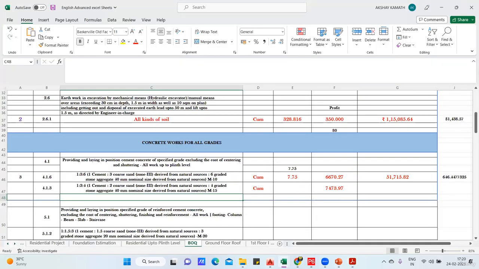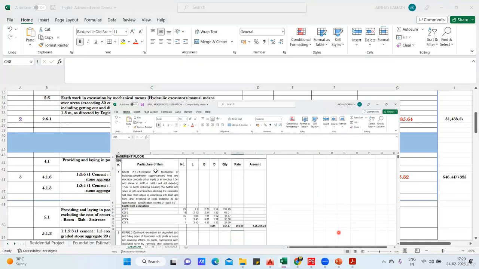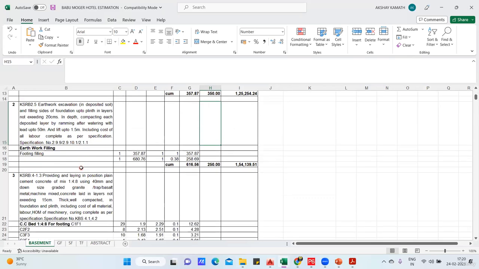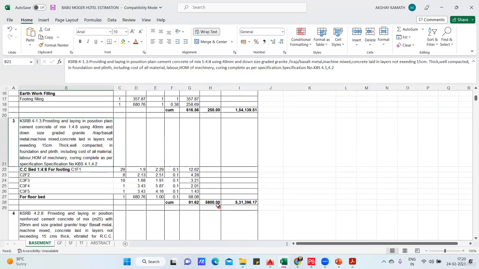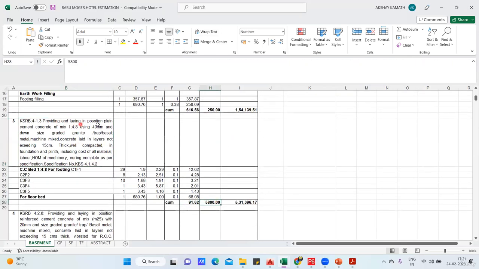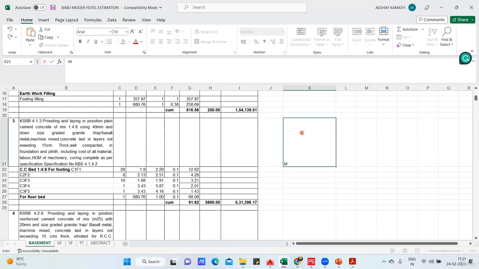I'll show you one more BOQ for the time being. This is one more BOQ that they have done. You see here the rate given by the client: providing and laying in position plain cement concrete of mix 1:4:8. 1:4:8 is actually M7.5 grade. I'll write it here. In PCC you can use even M7.5 grade.